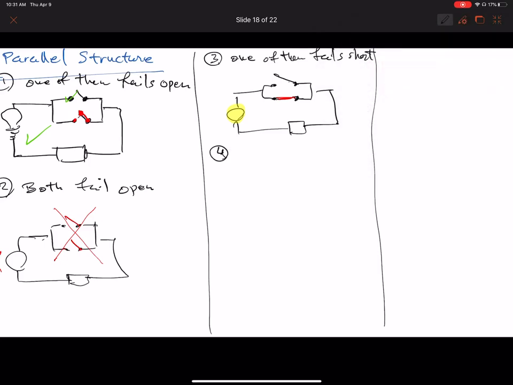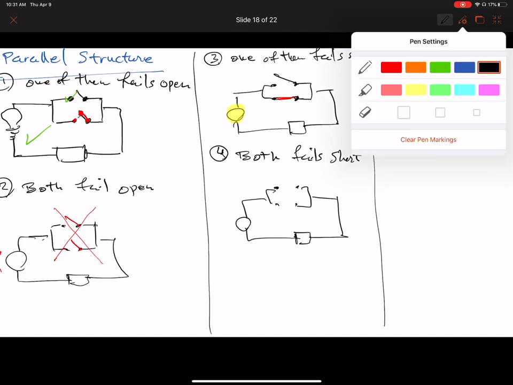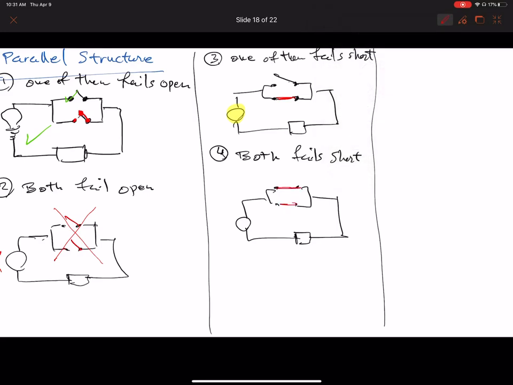And next case, both fail short. In that case, it's even worse. Again, it's always closed. The circuit is always closed. You cannot open it. You cannot turn it off. It's always on until the battery is gone. So in both of these cases, we would say that the system has failed.